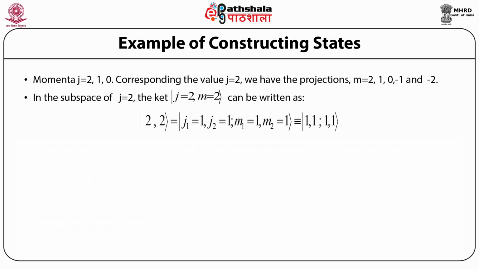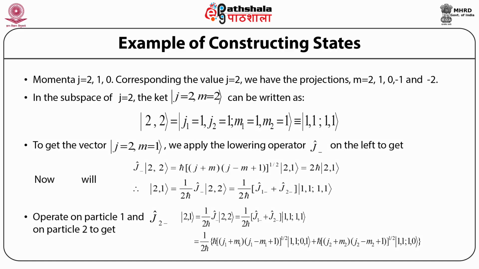In the subspace of J equal to 2, the ket vector J equal to 2, m equal to 2 can be written as ket vector 2, 2 is equal to J1 equal to 1, J2 equal to 1, m1 equal to 1, m2 equal to 1, and this is equivalent to ket vector 1, 1, 1, 1. To get the vector state J equal to 2, m equal to 1, we apply the lowering operator J minus on the left to get the following relation.